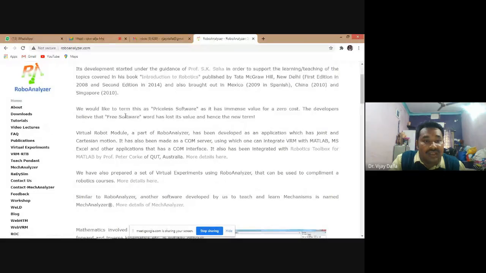So they named this software PriceLess software as it has immense value for a zero cost. The developers believe that free software had lost its value, and hence the new term.